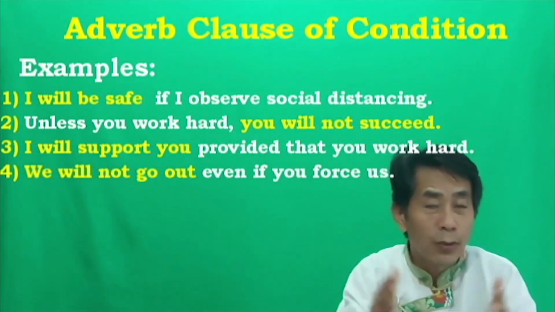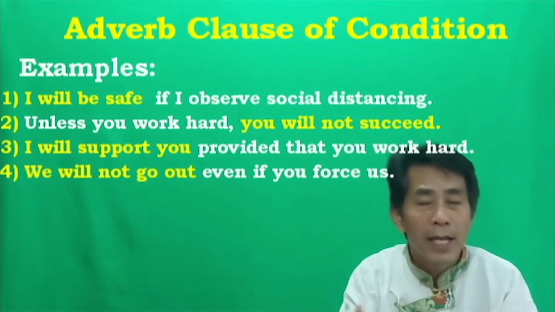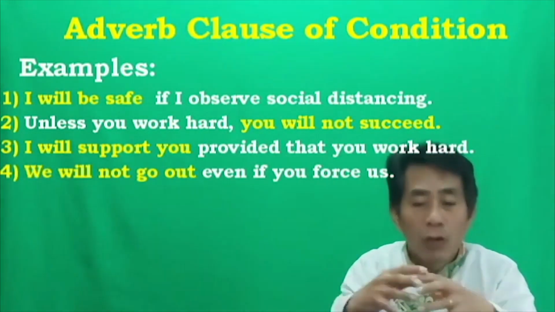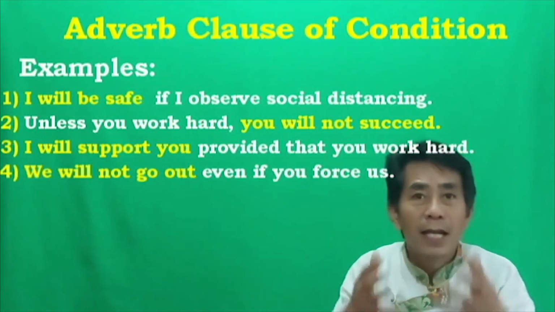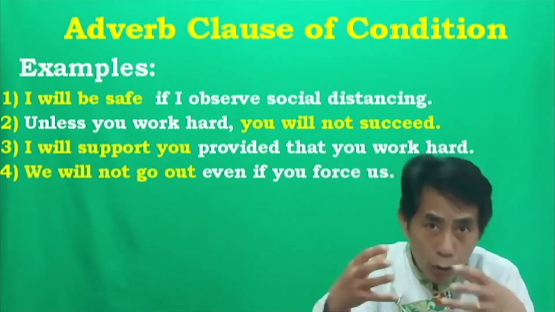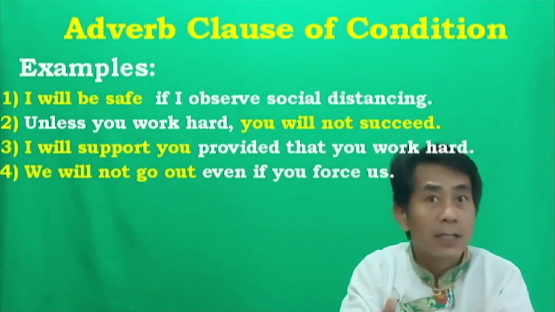Okay, so look at this. I will be safe. You will be safe. For how long? If you observe social distancing, if I observe social distancing, then I will be safe. So you see, there is some condition. If you don't observe social distancing, then you will not be safe. So you see, there is a condition.